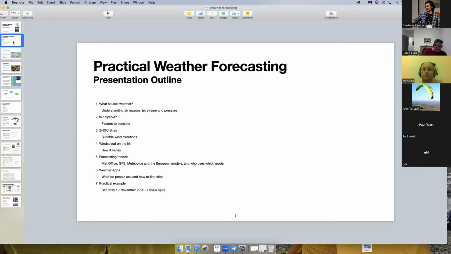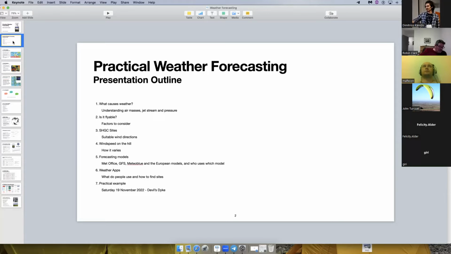What causes the weather? Anybody want to venture a suggestion what the main cause of the weather is? The sun. Exactly, yeah. The sun is the main cause of the weather. The sun is what determines temperature, it determines pressure, and that determines wind. And the Coriolis effect has a little bit of influence on that because it means that the wind doesn't flow directly from high to low pressure. But everything really evolves from the sun.